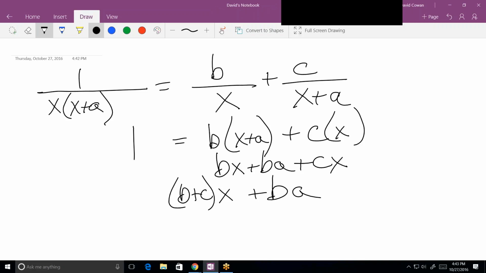So I know that b plus c equals 0, so b equals negative c. And then ba has to equal 1. So negative ca has to equal 1.